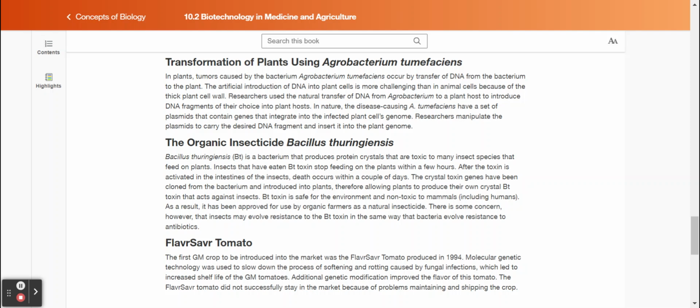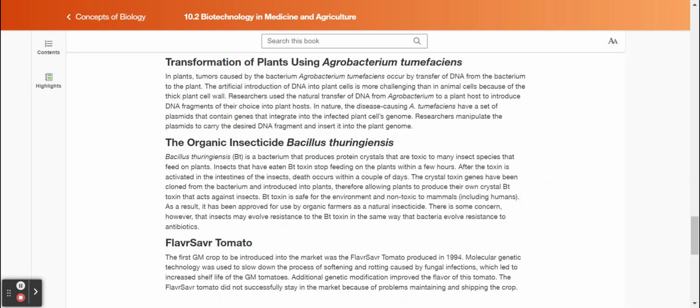Transformation of plants using Agrobacterium tumefaciens. In plants, tumors caused by the bacterium Agrobacterium tumefaciens occurred by transfer of DNA from the bacterium to the plant. The artificial introduction of DNA into plant cells is more challenging than in animal cells because of the thick plant cell wall. Researchers used the natural transfer of DNA from Agrobacterium to a plant host to introduce DNA fragments of their choice into plant hosts.